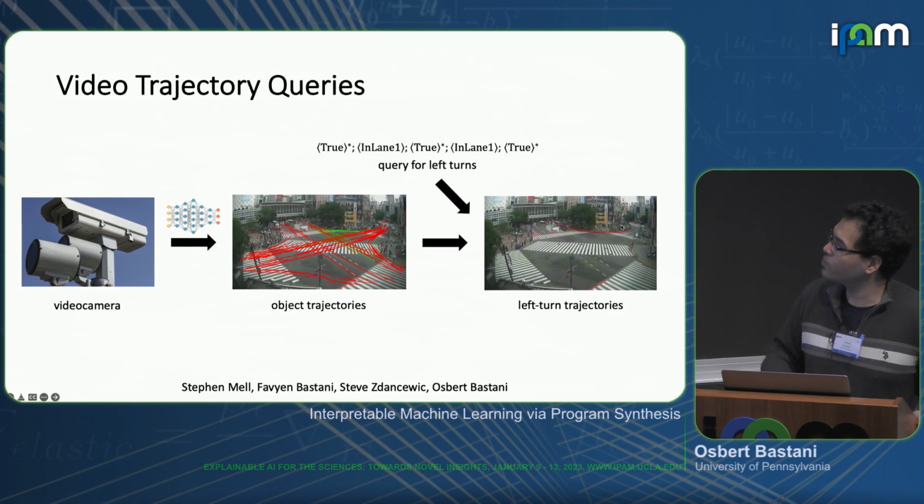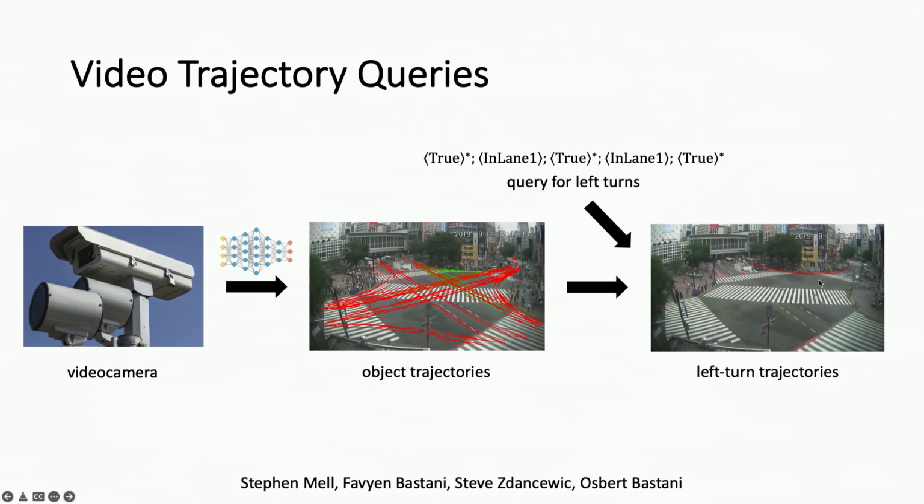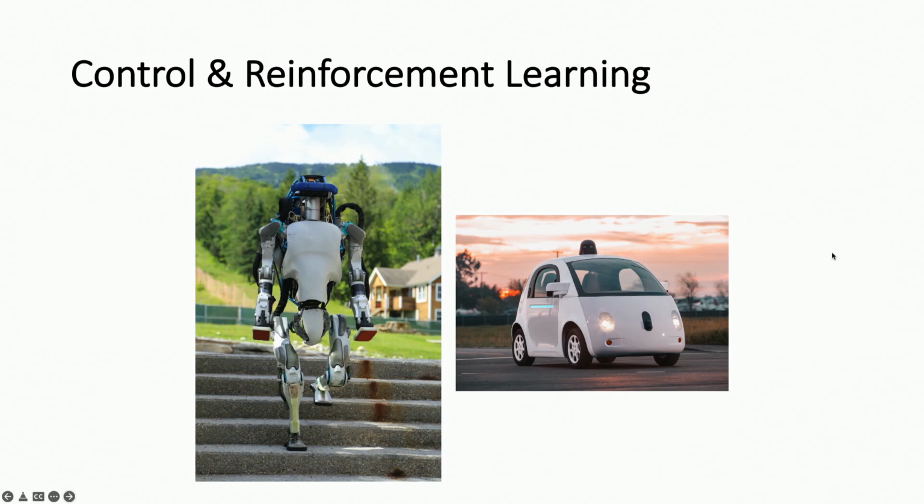As you can see, this program is fairly easy to interpret. It says that we want to synthesize trajectories that start in lane 1, and then they can do something in the middle, and then they end up in, oh, that should be lane 2 here. Sorry for the mistake. So they end up in lane 2, and then they continue on their way. So those are some examples from supervised learning.